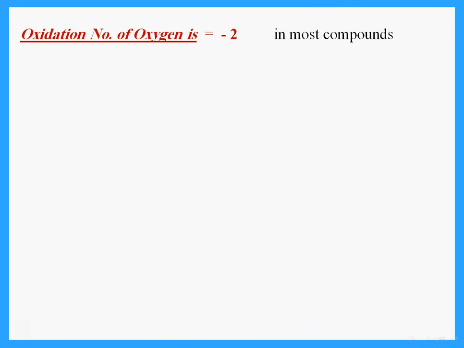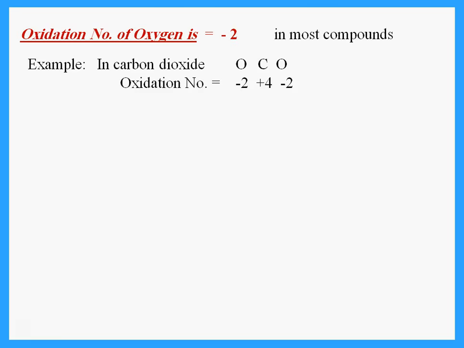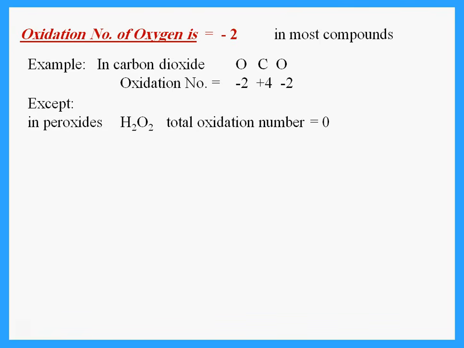Again, another rule is that the oxidation number of oxygen is usually -2. So if I have, for example, carbon dioxide, which has one carbon and two oxygens, then if each of the oxygens is -2, this carbon has an oxidation number of +4, because +4 and -4 make the overall 0. So oxygen is usually -2, except there are some exceptions.